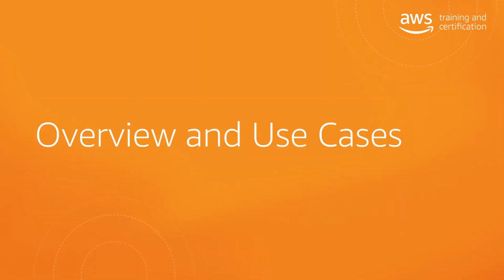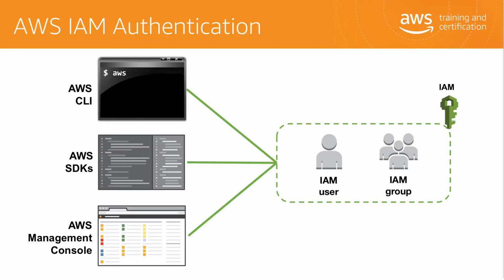Let's go through a brief overview of the service and some of its use cases. Users have to be authenticated before they can access AWS services and resources. AWS services can be accessed via the AWS Management Console, AWS Command Line Interface, or through SDKs and APIs. You can create individual IAM users within your AWS account that correspond to users in your organization. Each user can have its own credentials for authenticating to AWS.